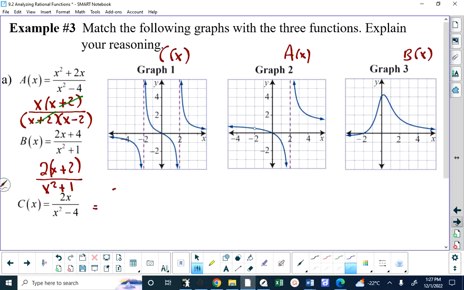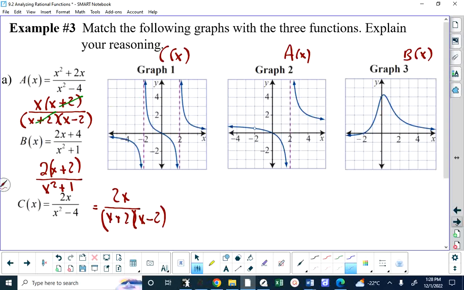Of course, this is 2x over x plus 2, x minus 2. Two non-permissible values, negative 2 and 2. Nothing cancels, so there's 2 vertical asymptotes. Don't worry about the shape of graph 3. It's not something you need to know. These rational functions, particularly if there are no non-permissible values, can look quite weird. This isn't like polynomial functions where you're going to recognize a pattern.